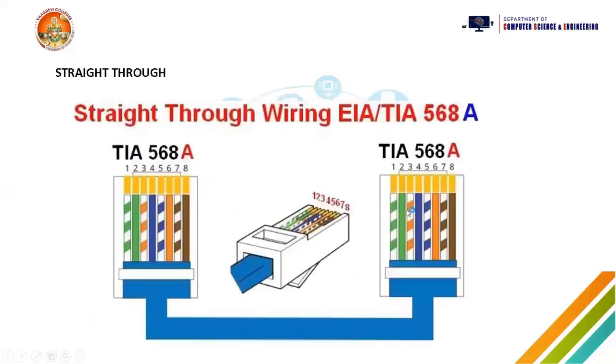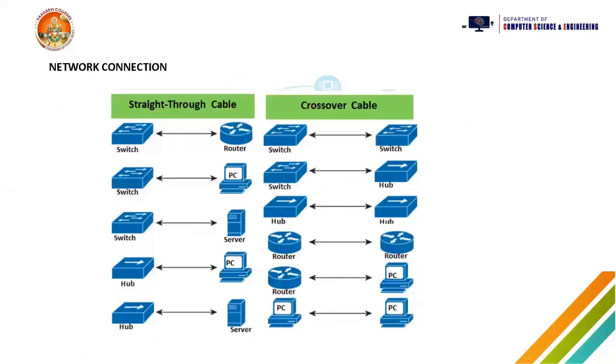Now, network connections. Basically we have two types of network cable: straight through cable and crossover cable. In straight through cable, we connect dissimilar devices, that is, devices which are different. You can say switch and router, they are two different devices. Switch and PC, different devices. Switch and server, different devices. Hub and PC, different devices. Hub and server, different devices. So straight through cable connects different devices.